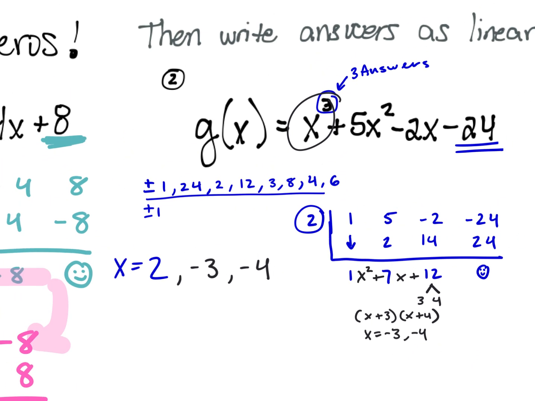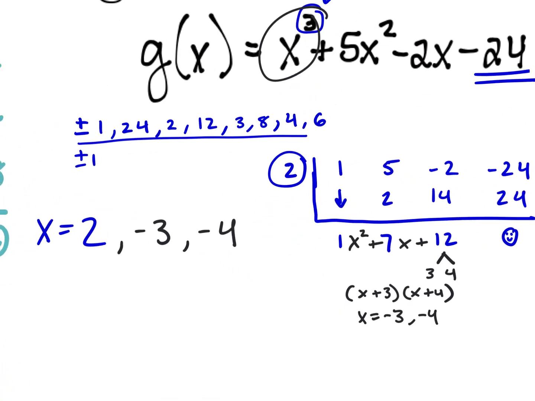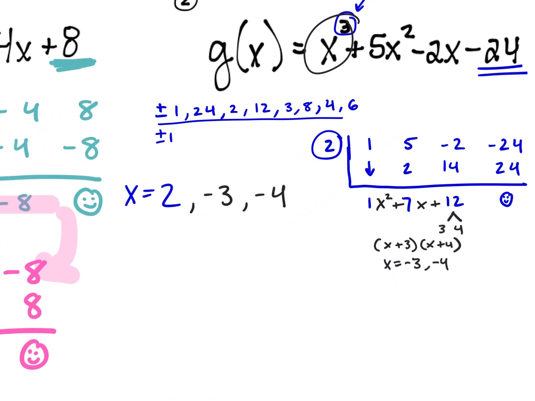Now, the second part of this question says to write the answers as linear product factors. We're just writing it in factored form. So remember, it is always x minus the number. So x minus 2. What would come next? x plus 3, x plus 4.